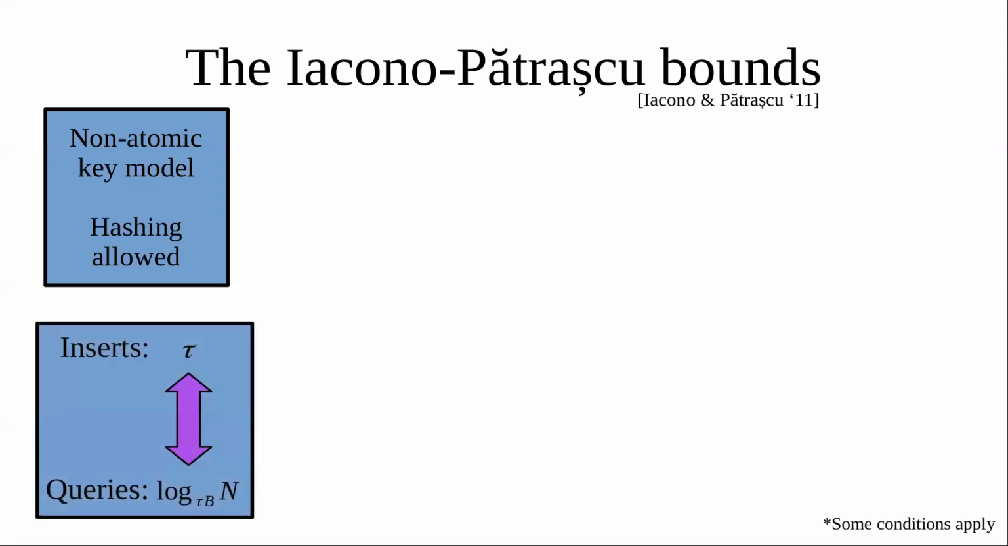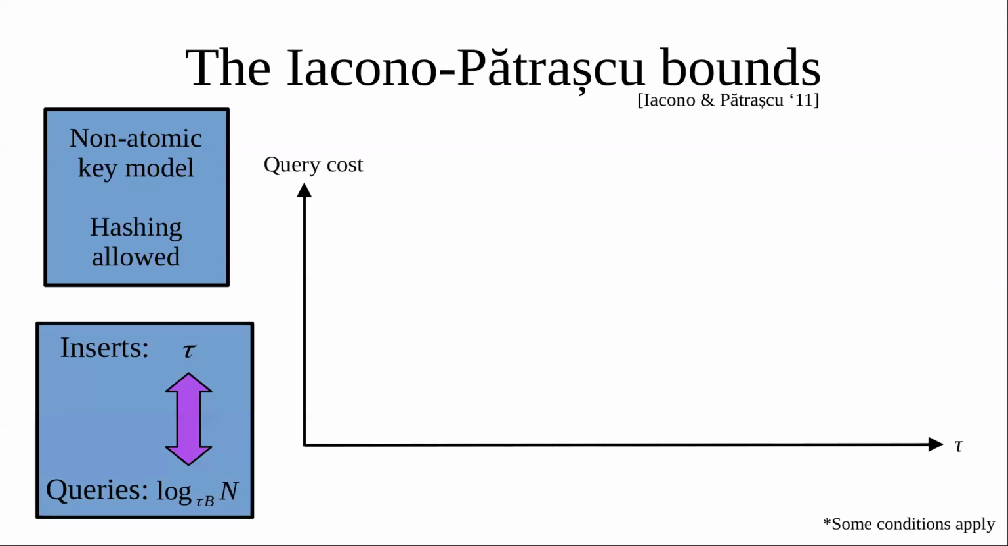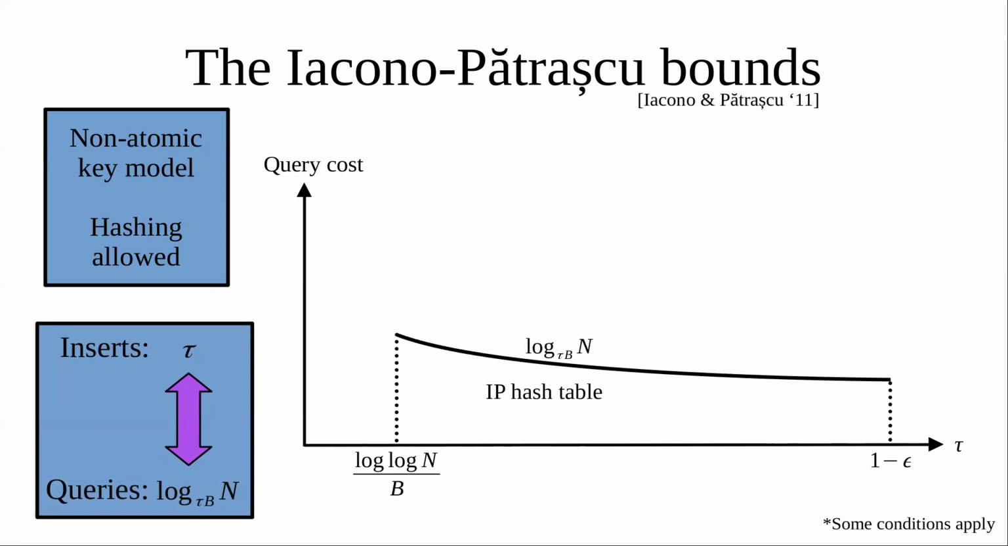Their bounds have the same form, but it's just one bound. So if your inserts cost tau, then your queries have to cost log base tau of n. We can visualize that in the same way. And their bounds hold for insertion cost less than 1 IO. If you allow yourself 1 IO, you can be happy. Even a little bit less than 1 IO, then this lower bound applies. And they give a construction that matches this lower bound all the way down to a small insertion cost.